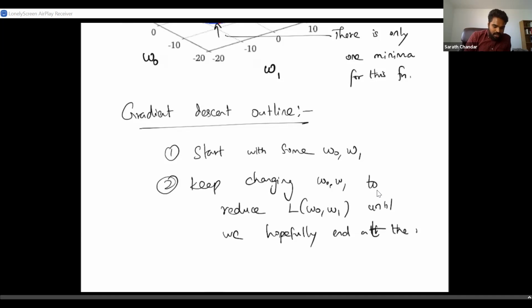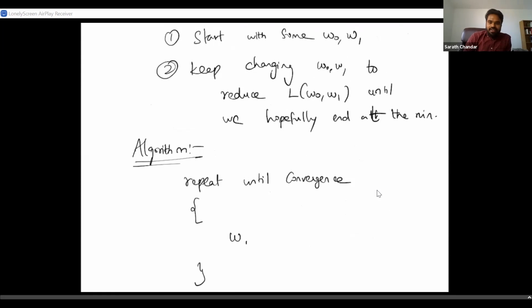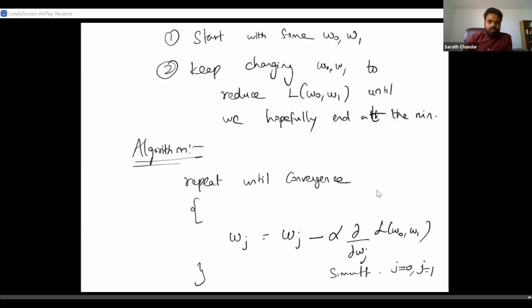At the minimum. Okay, so now the mathematical way of saying the same thing is by this simple algorithm where you basically repeat until convergence. The weight parameter Wj is equal to Wj minus some alpha times dou by dou Wj of the loss, for both j equal to 0 and j equal to 1 simultaneously.